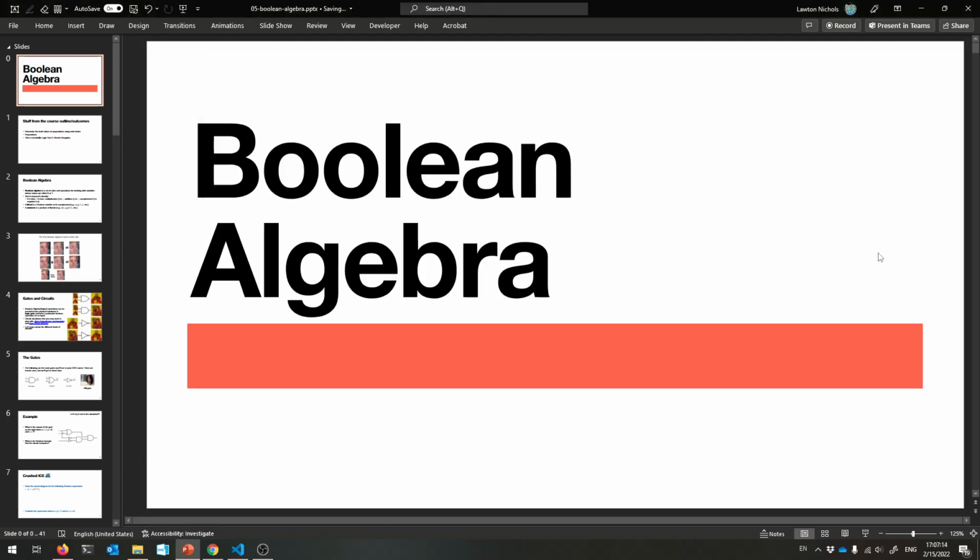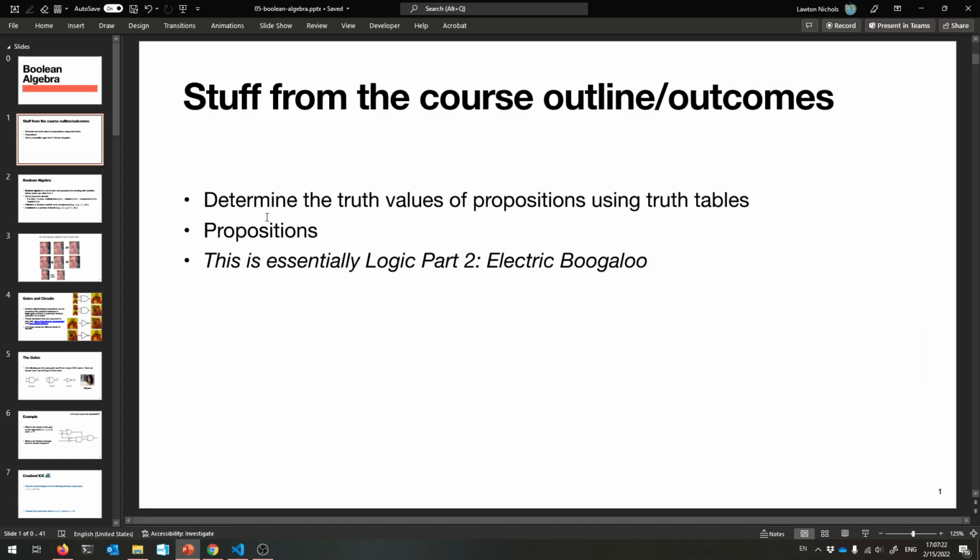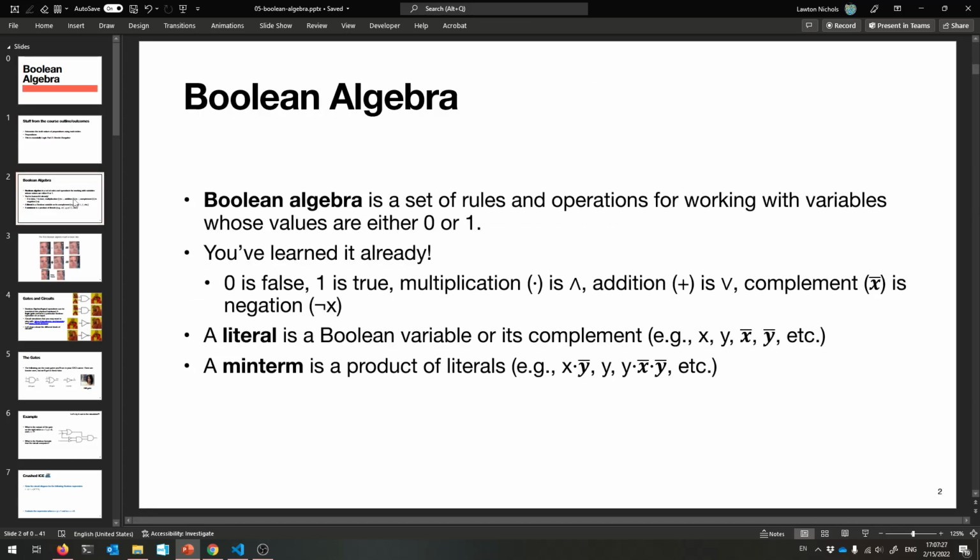Hello and welcome to some slides about a concept called Boolean Algebra. It is surprisingly stuff that you already know, it's just everything looks weird and different. But really, this is just logic all over again, okay? So let's get on into it.